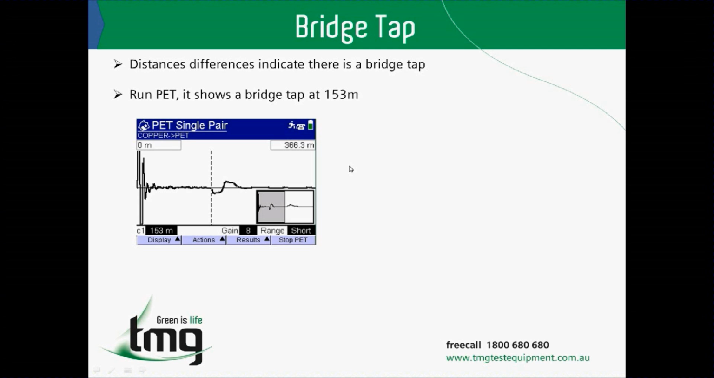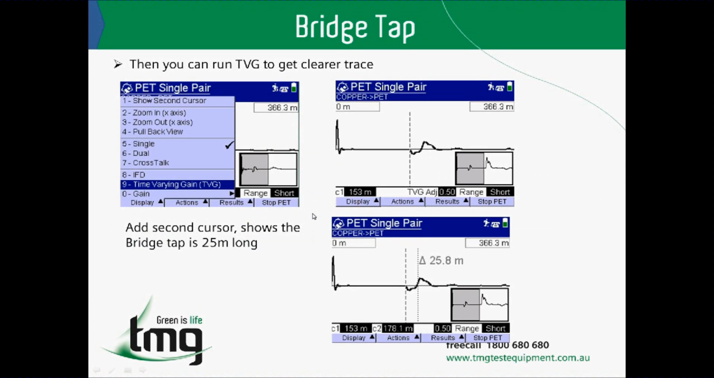If we are going to employ ADSL2 services or even plain HDSL, then we have to remove the bridge tap. We can run the pulse echo tester, which will clearly show us where the bridge tap is located, and that is at 153 meters, which was the difference between the capacitive and the resistive length that we saw before. Visually, a bridge tap should appear as a valley followed by a hill in our trace graph. We can run the time varying gain to get a clearer trace, and moreover to indicate the presence of the bridge tap.